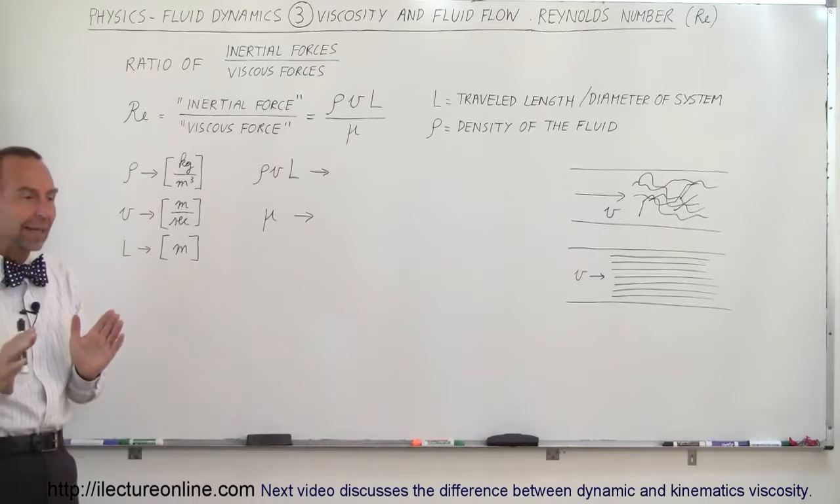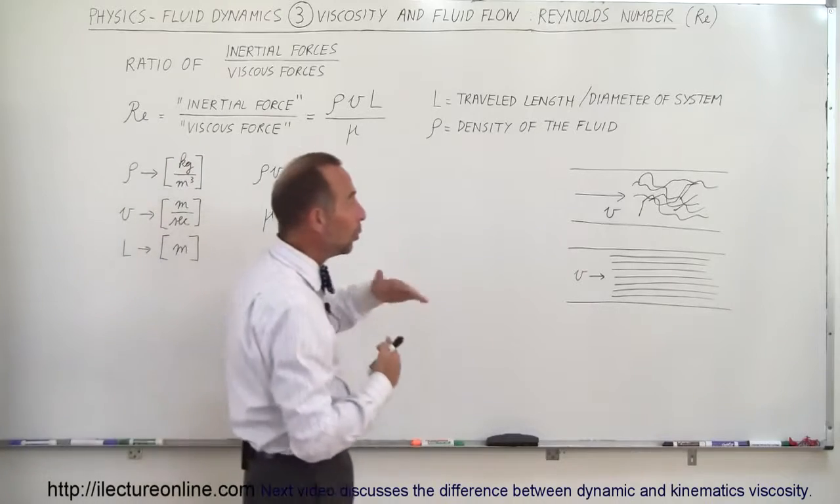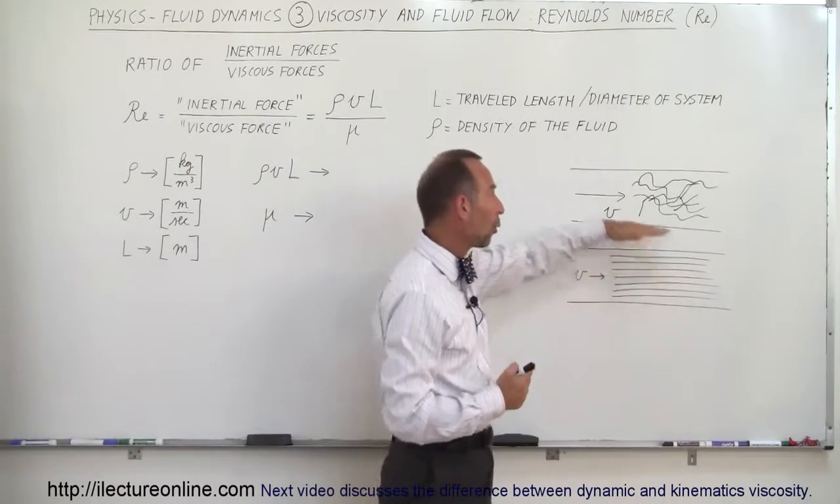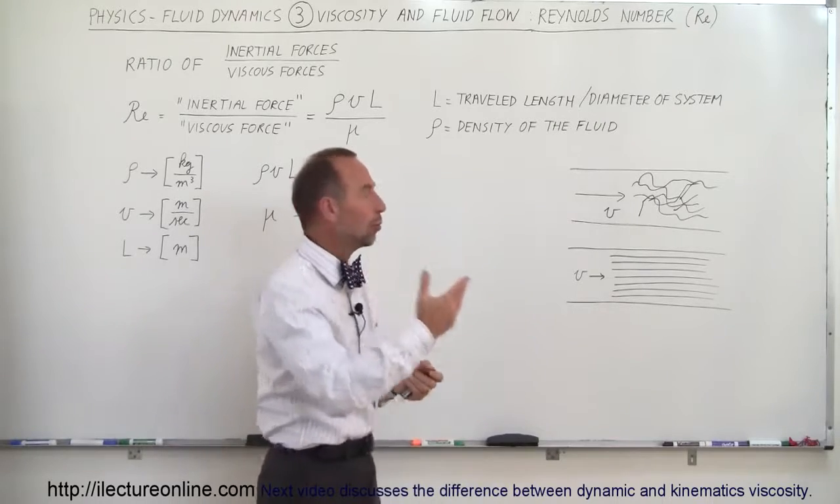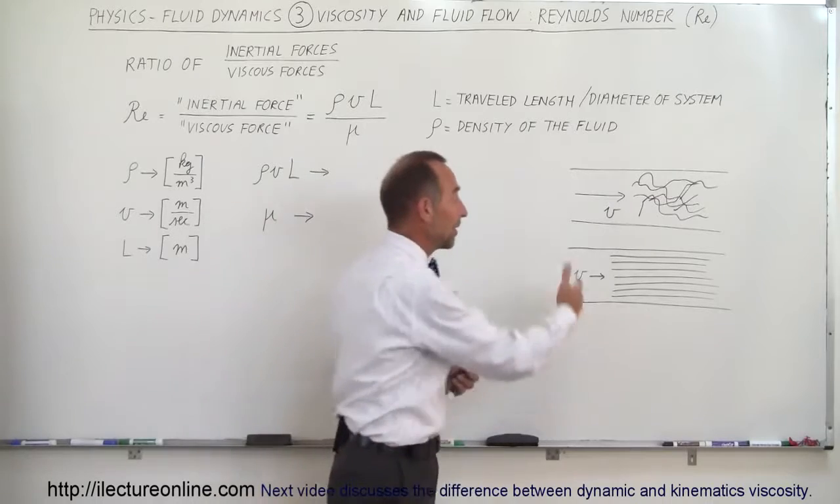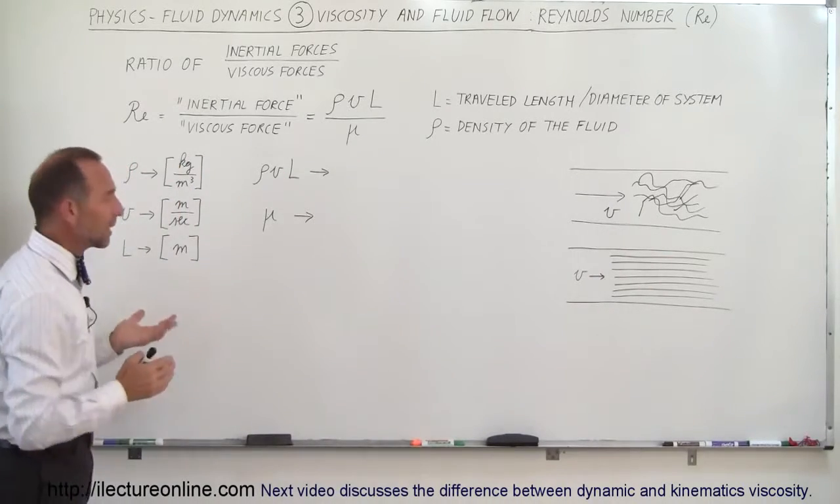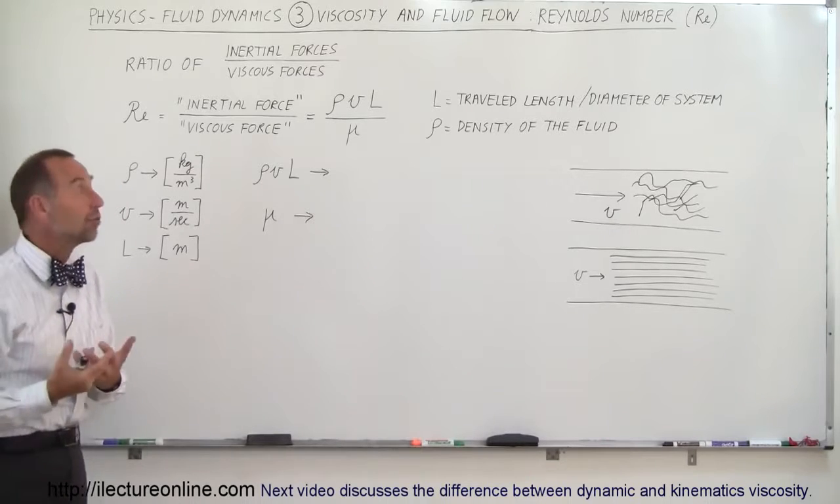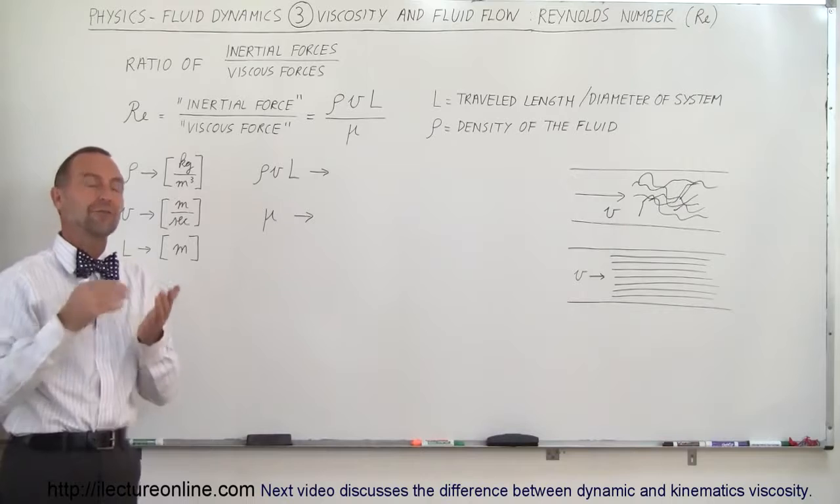But nevertheless, it is a good way of determining whether or not the flow will be laminar or turbulent. So when the Reynolds number is large, you end up with turbulent flow. When the Reynolds number is small, you end up with laminar or smooth flow. So coming back here, how would we define the Reynolds number? Well, it's basically the ratio of the inertial forces divided by the viscous forces.